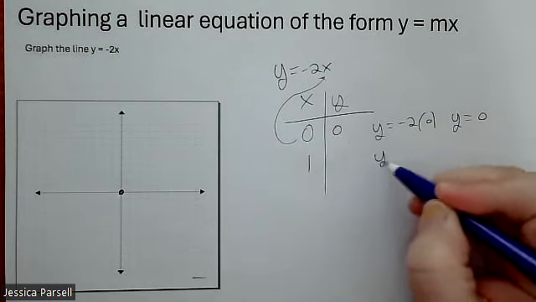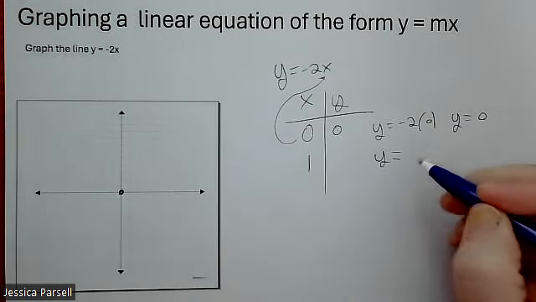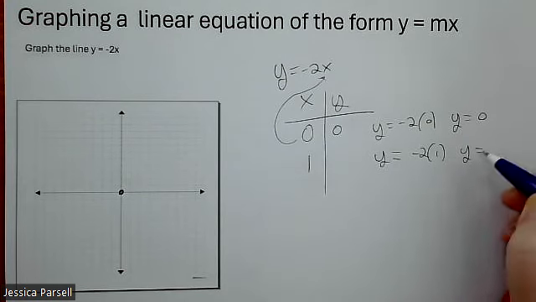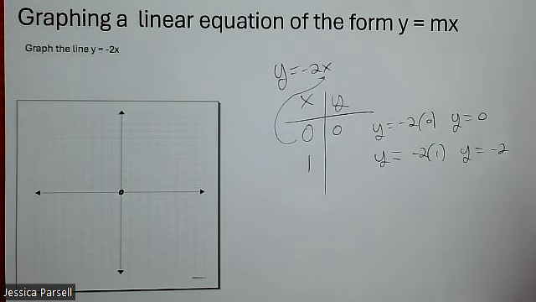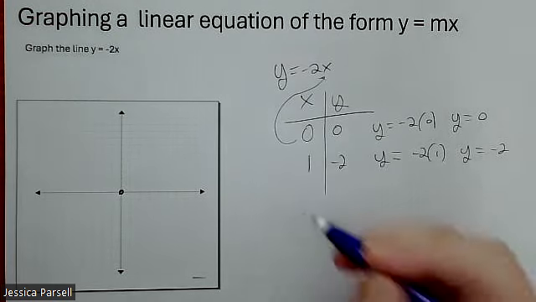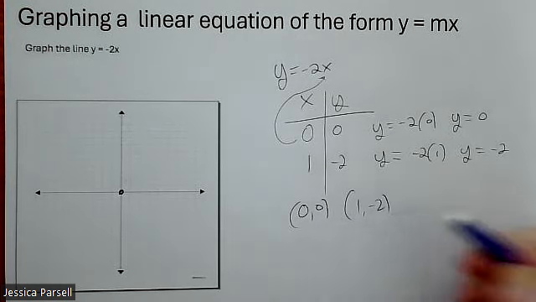If you put a 1 in there, you could have put a 2 in there, you could have put a 3 in there. You want to stay low. All right, so -2 times 1. Well, that means y is equal to whatever -2 times 1 is, which is -2. So we're going to graph the coordinate (0, 0), which is that origin, and (1, -2).